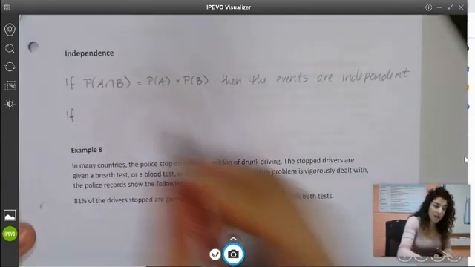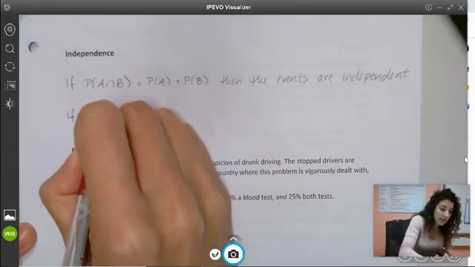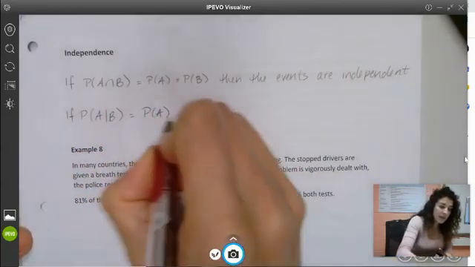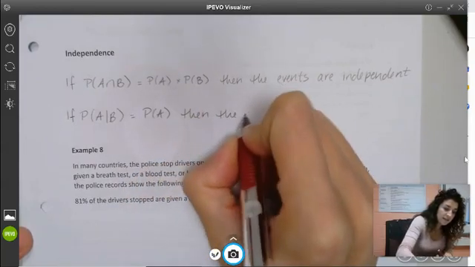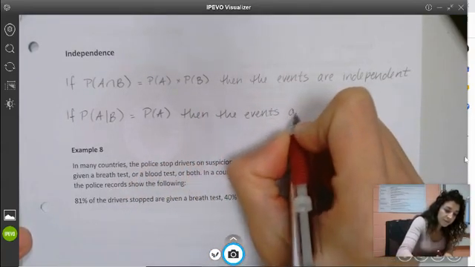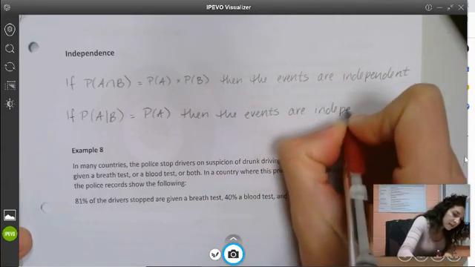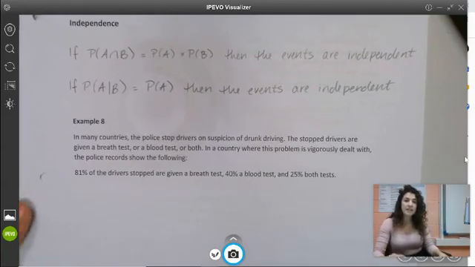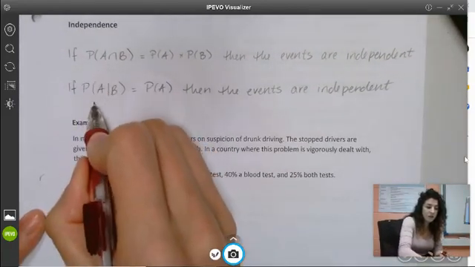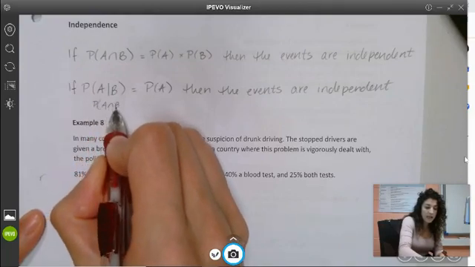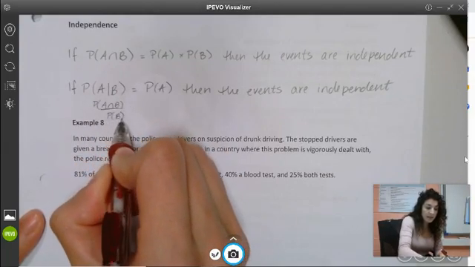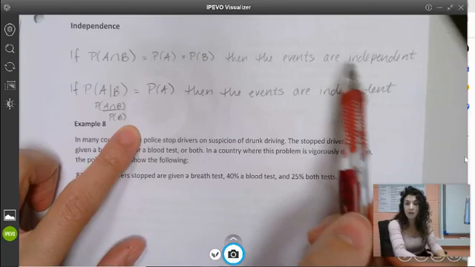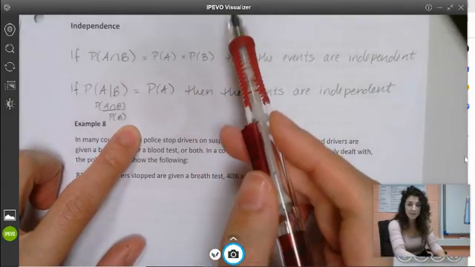Okay, the next way that we can prove it is that if the probability of A given B is just equal to the probability of A, then the events are independent. So it's this idea of the probability of A given B, which is the probability of A and B divided by the probability of B. It's this idea that the probability of A and B follows suit here, that if they're independent, then it would be A times B, right?